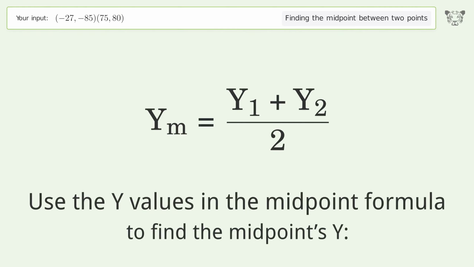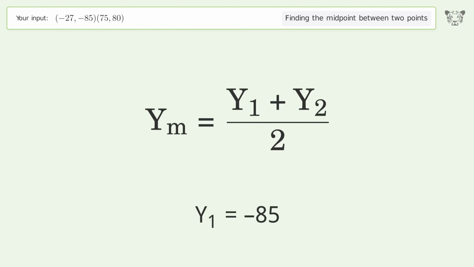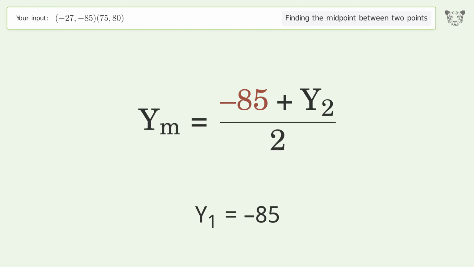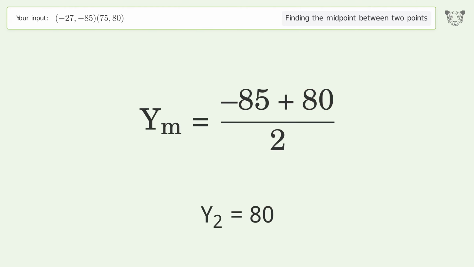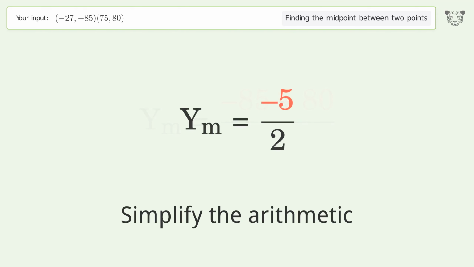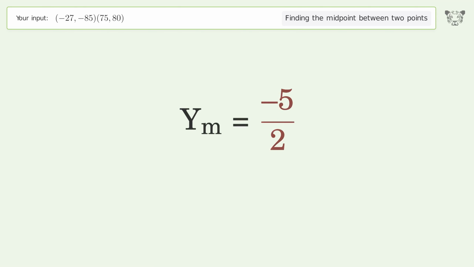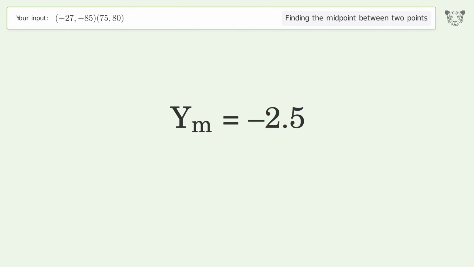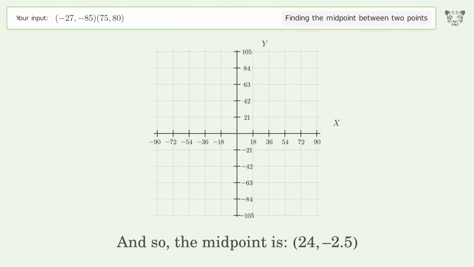Use the y values in the midpoint formula to find the midpoint's y. y1 equals negative 85. y2 equals 80. Simplify the arithmetic. And so, the midpoint is 24, negative 2.5.